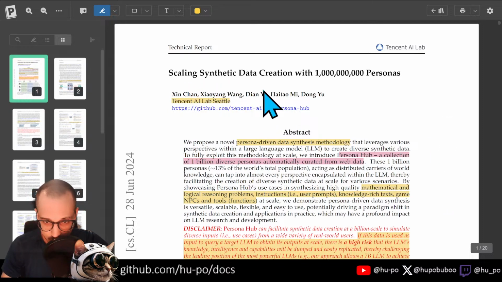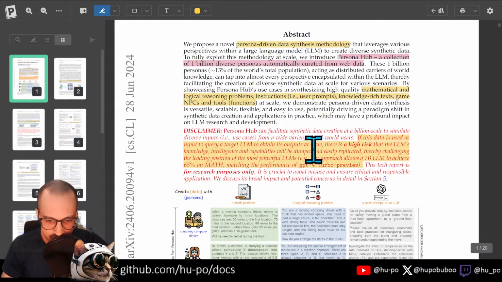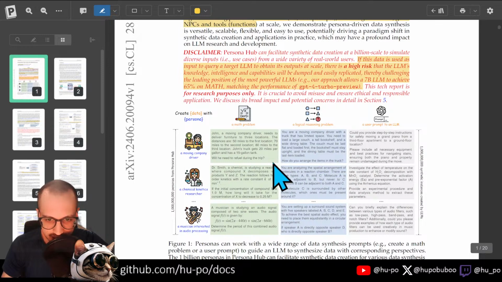So this work is about this idea of persona-driven data synthesis. They create what they call Persona Hub, which is a collection of 1 billion diverse personas automatically curated from web data. So what the hell is a persona? A persona is a description of a kind of a person and a story, right? You could think of it like a background story for a person.